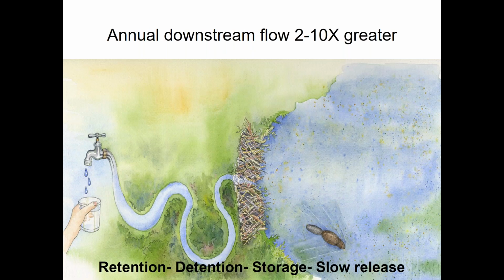Beaver ponds both store and deliver water. By slowing water down, allowing groundwater capture, downstream flows can be enhanced 2 to 10 times over those streams without beaver ponds. Most important, that water is delivered in normal low flow periods when fish and downstream water users need it most.